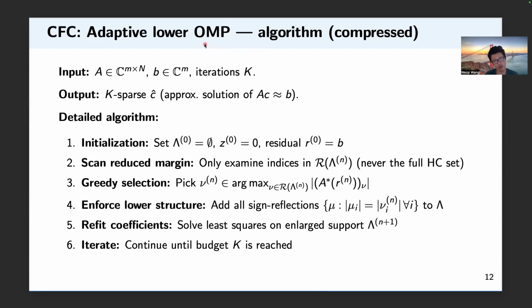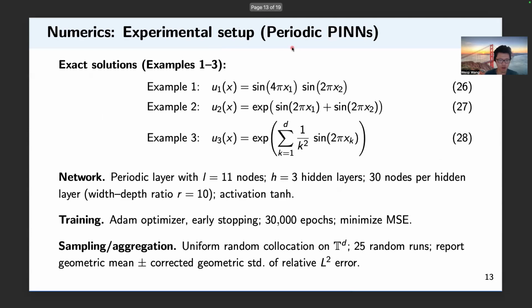This is a variation of the orthogonal matching pursuit algorithm. So now let's go to the numerics. We test three examples. The first example is a product of sines. This is very sparse in Fourier space. We want to check if we can find a few key frequencies for this algorithm.